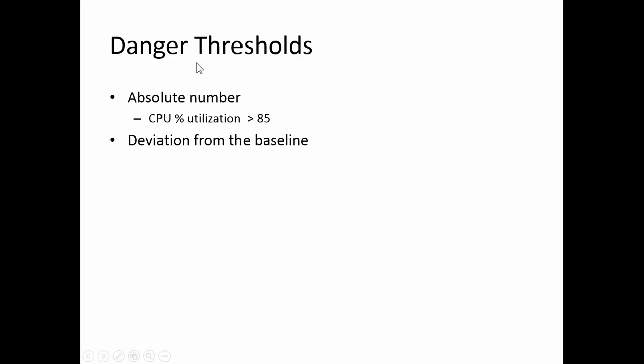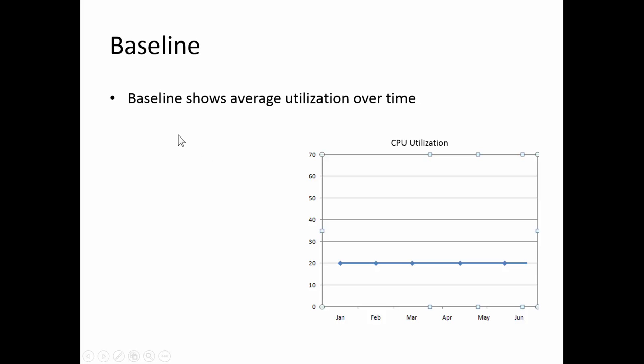Danger thresholds can be expressed as absolute numbers or as a deviation from the baseline. For example, an absolute number of a danger threshold would be if CPU utilization is greater than 85%. 85% is our important number. But another danger threshold is when we get significant deviation from the baseline. So what's a baseline? A baseline shows average utilization over time. And this baseline shows us that for January, February, March, April, our CPU utilization has been at 20% for the last couple months. So that's our baseline.